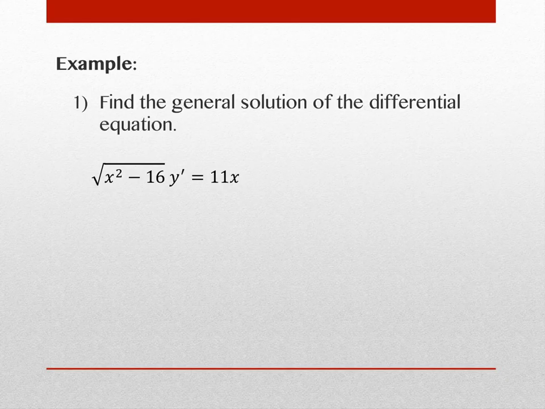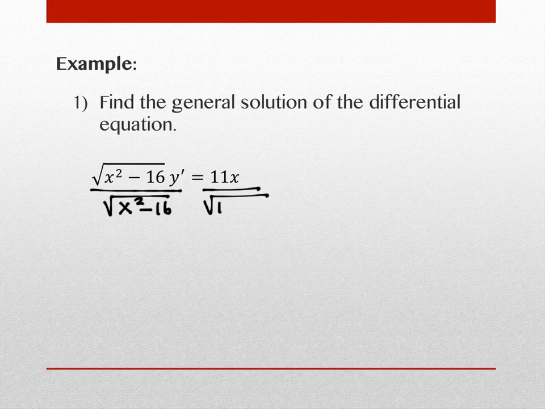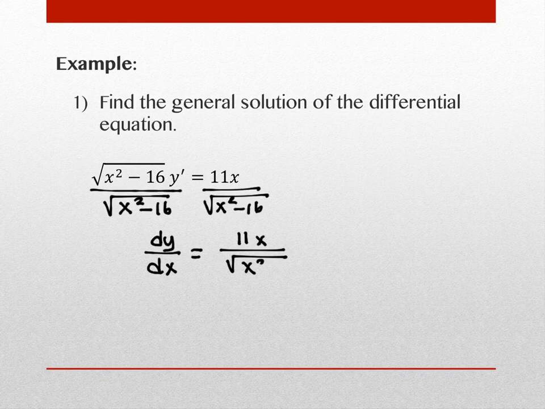What we're going to do is move all the x's to one side, all the y's to the other side, and we may need to shift little things around as we do so. Let's start with shifting this square root of x squared minus 16. We're going to divide both sides by the square root of x squared minus 16. This leaves us with y prime on the left, but it's better for us eventually to write that as dy dx. Y prime is the same as dy dx. And then on the other side, I have 11x over the square root of x squared minus 16.